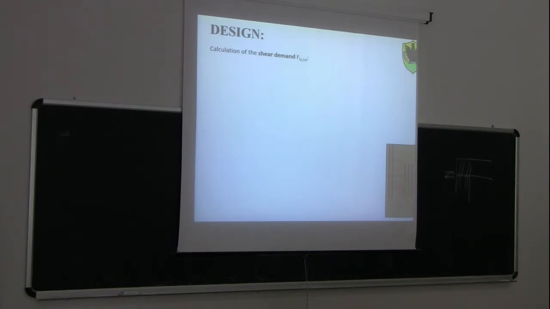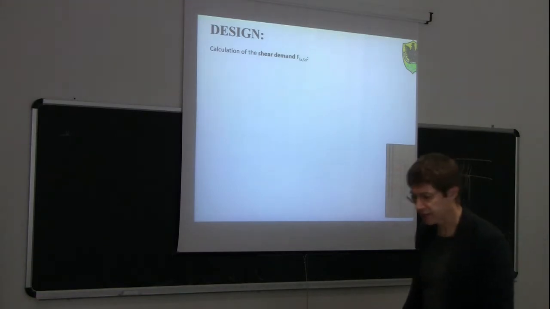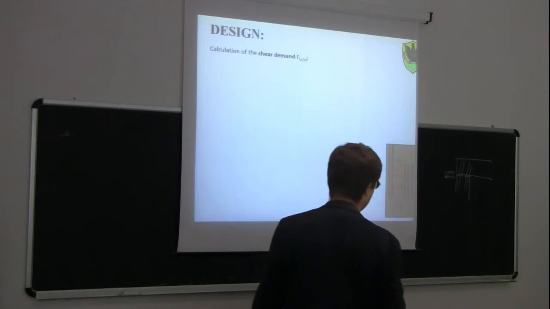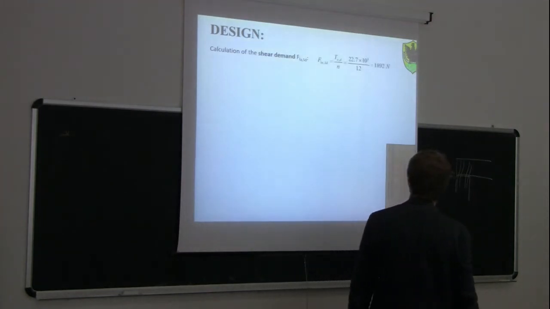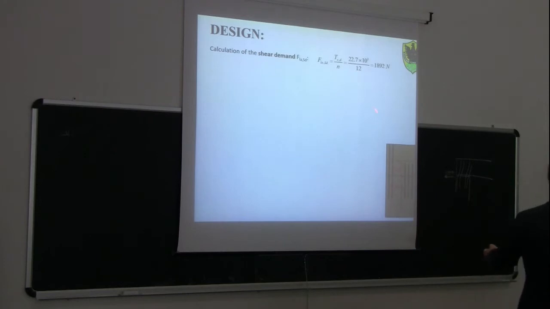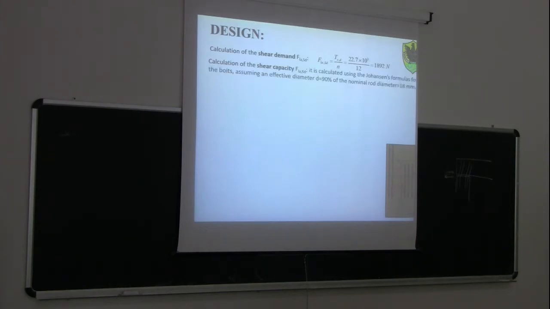So in shear, we need to consider the Eurocode 5 equation, the Johansen equation that we derived in the past and that we used also for screws, nails, and bolts. We have an overall number of 12 rods. So the demand in terms of shear will be the actual shear force divided by the number of rods. So 1.892 kilonewtons, so 1.9 kilonewtons basically.